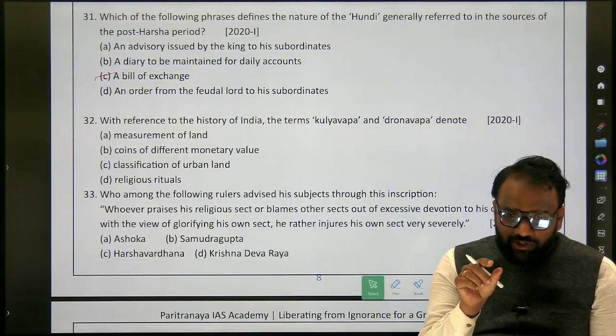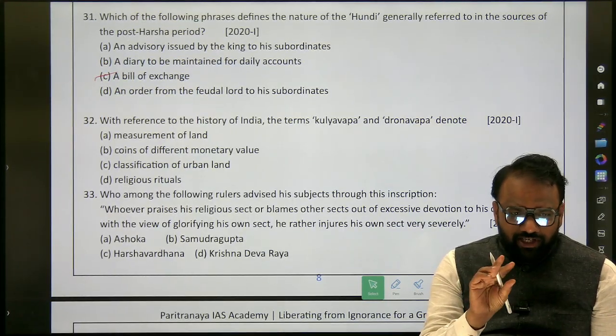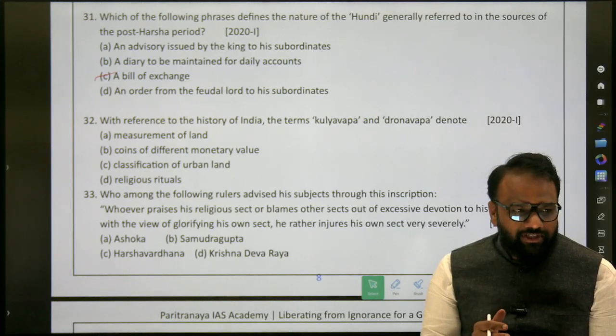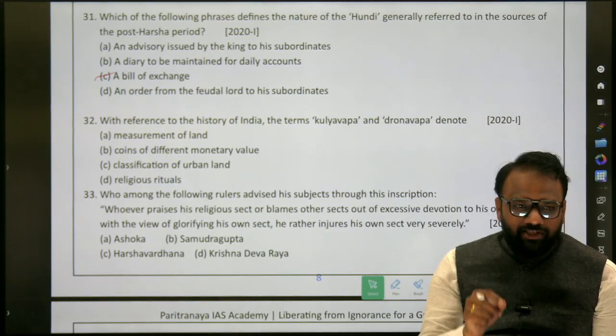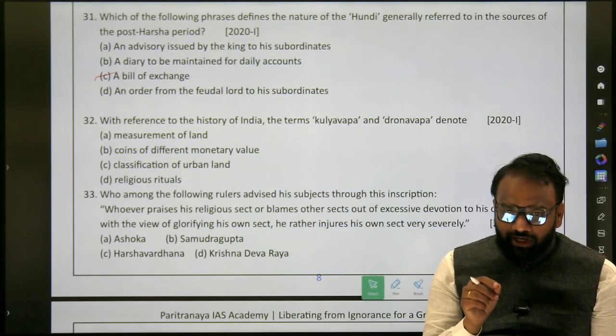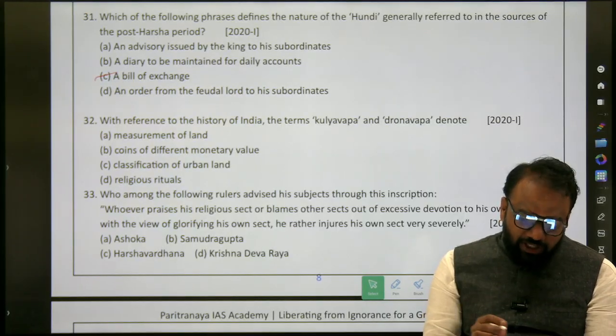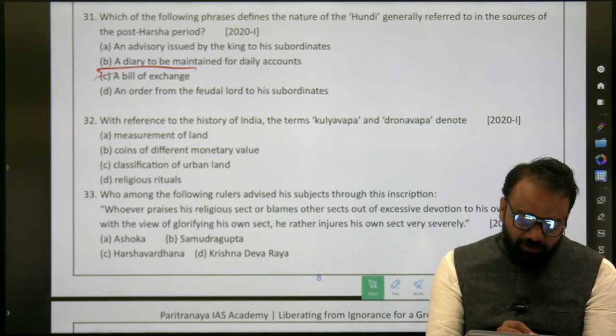Previous year it was not organized like this, but this year I have given a next level of organization so that it will become easy. So first you will prepare this list. Whatever terms are there from previous years are very important, so first you will give priority to them. Hundi is a bill of exchange.